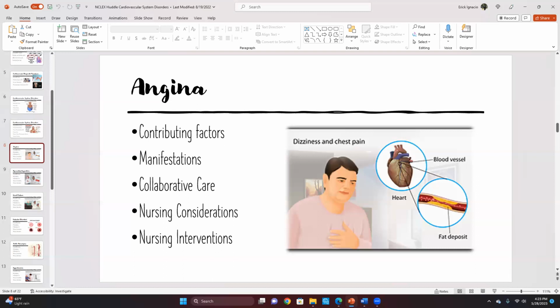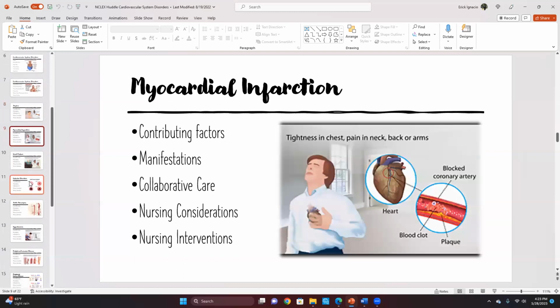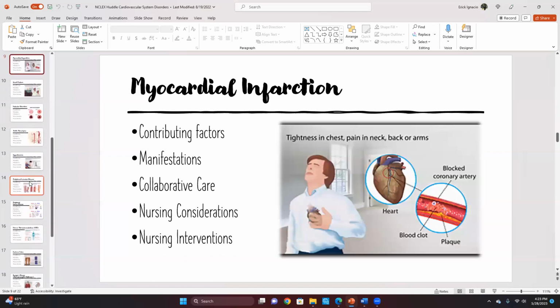When the patient is taking nitroglycerin, they need to sit down and stop all activity. And if this patient is taking nitroglycerin, erectile dysfunction medications are contraindicated. That is very important. All right, let's jump right into myocardial infarction.